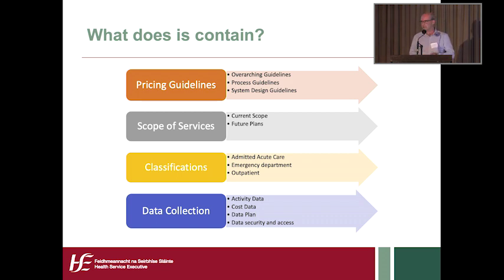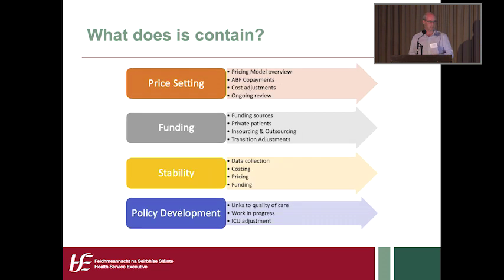It talks about the classifications that we're using. The document will flag any changes or upcoming changes in classifications. It talks about data collection, what data we're collecting, what we need, how we do it, and how people can access that data. There is a high-level section on the price setting process, because we're aware that there isn't a document out there currently that has that fully set out.